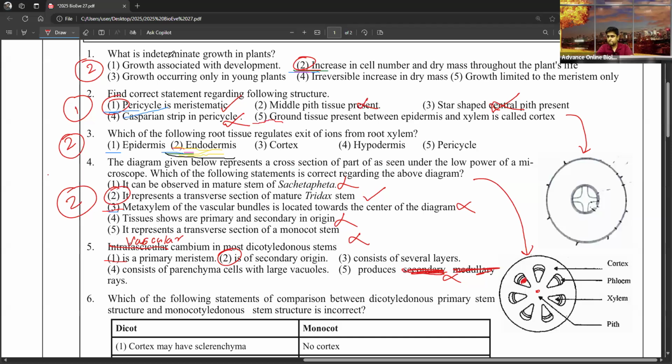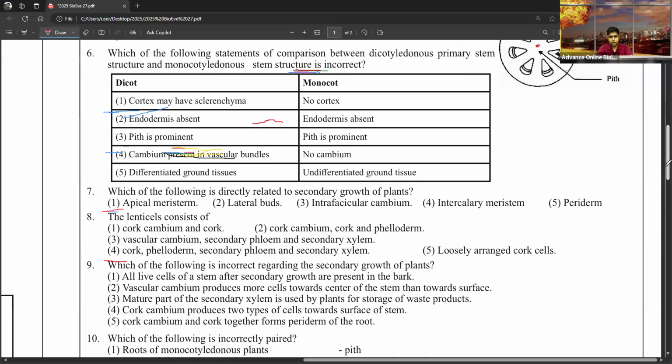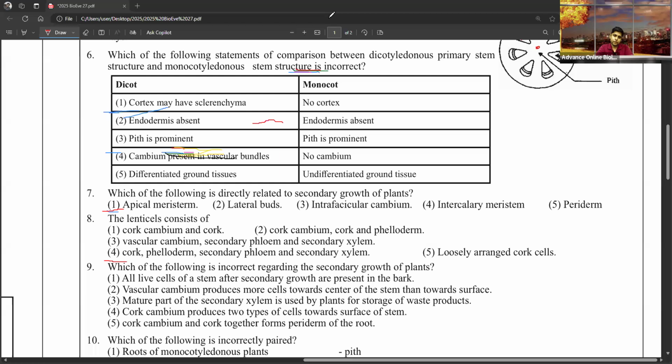Question number 6, 6 to 9. Right, shall we check 6 to 9, Lamai? Which of the following statements comparing dicot primary stem and monocot primary stem is incorrect?